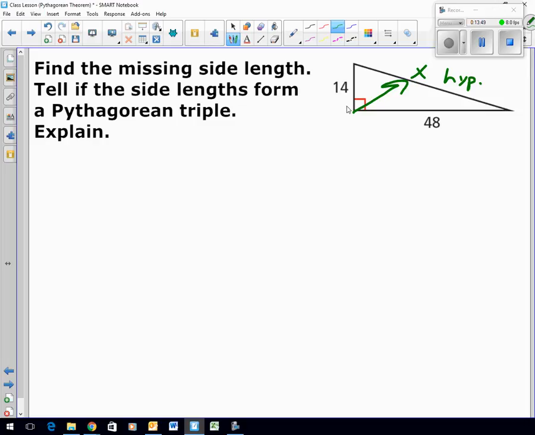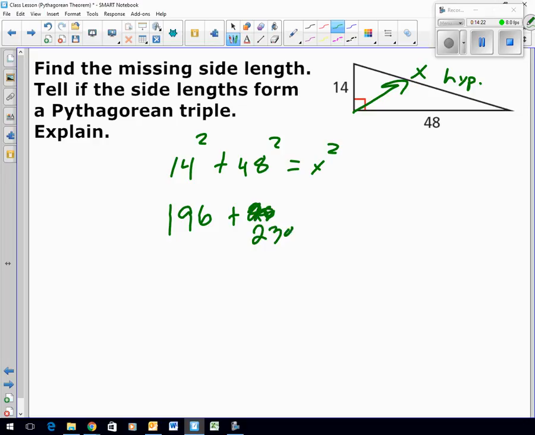I will then plug in the Pythagorean theorem. Leg squared plus leg squared equals hypotenuse squared. Okay? Yes, it has to be written in the right order. Yes, I will count off if you don't write it in the right order. That's like getting it wrong. Okay? It has to be written that way. 14 squared is 196. What's 48 squared? 2304. 2304 equals x squared. When I add these together, I get 2500.